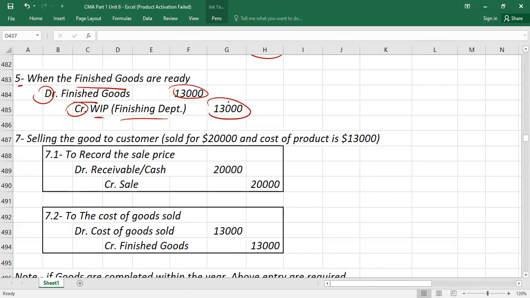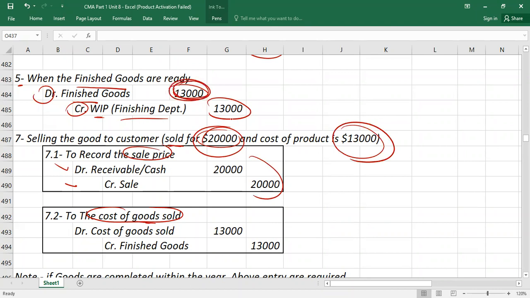Now this is the cost of 13,000, and once the goods are sold to the customer, for example, we sold to the customer for how much? 20,000. So we will pass two entries, one to record sales and second to record cost of goods sold. For sale, what entry will you pass? Debit receivables or cash, credit sales with the sales value, which I am assuming is 20,000. And to record the cost of goods sold, we'll use the cost of the product. The cost was 13,000. You have booked that there also, right? So that cost we will transfer to cost of goods sold. We'll debit cost of goods sold account and credit finished goods account with the cost value. Understood?